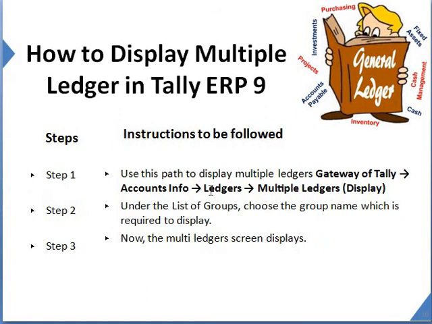And again displaying, as we know, you can display those multiple ledgers by going to Gateway of Tally, Accounts Information, then Ledger, then go to Multiple Ledgers, and then you have to click Display. Once Display has been clicked, the list of names will appear. Whatever name you want to display, just click on that.